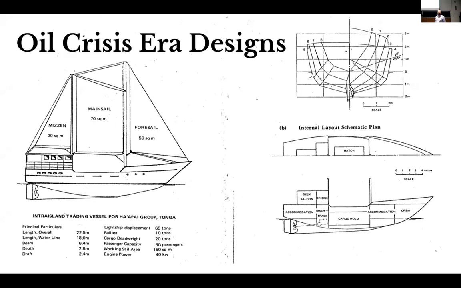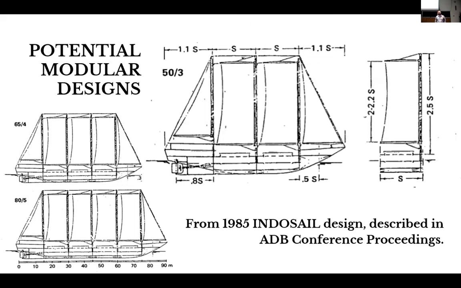This design was set up for Tonga for inter-island trading. I'm not sure any of them were ever built. It is another good design. It was designed for crew efficiency, which is going to be critical in this because there's not a lot of training facilities for wind propulsion. So that would be helpful. This could be retooled, but again, it does need to be retooled, and there's not a lot of detail in the design. This was presented at the same conference in 1985 in Manila.